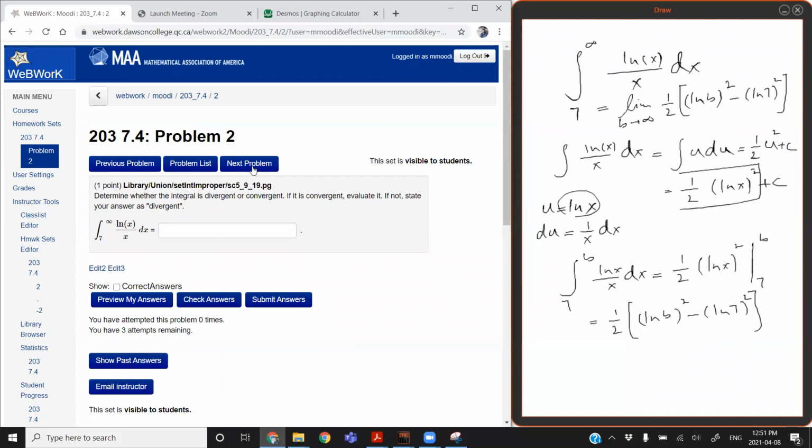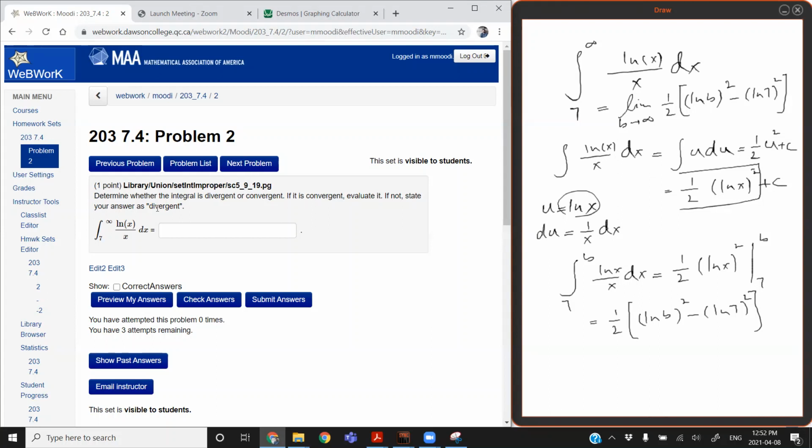But I know that ln of infinity is infinity. So this one is going to be infinity minus ln of 7 to the power of 2. Infinity minus a finite number. That's going to be infinity. So this is not convergent.